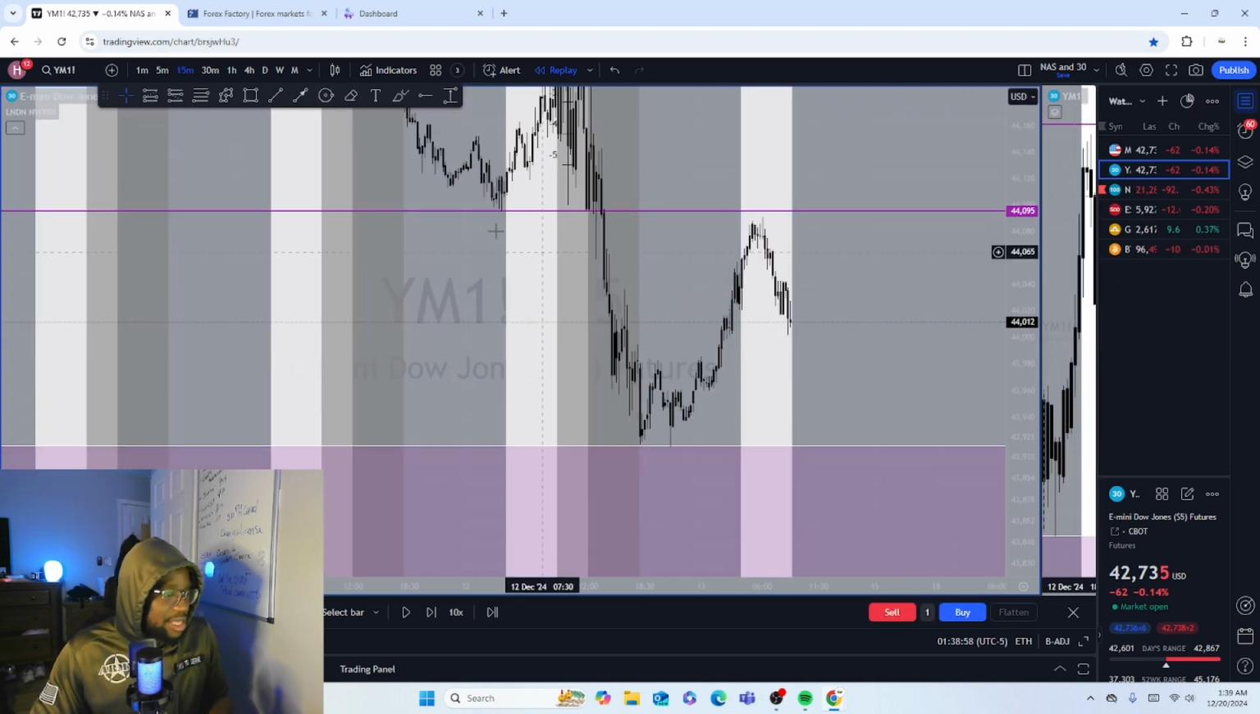Let's do the same thing for the 15-minute time frame. Boom. 15-minute time frame. Let's start from the low. Create a high. That looks nice. Create a low. Create a high. Low.